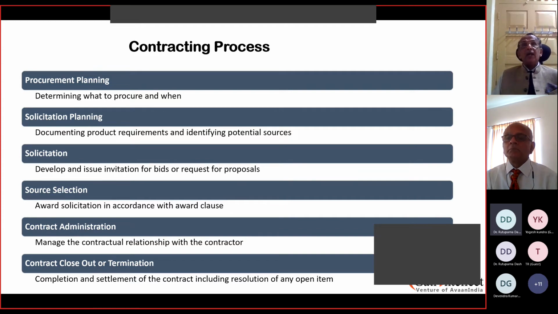And in the last day, on day 6, we are going to have a dispute resolution in contract management with a case study, a very interesting case study on day 6. Then more and more items will be explained when you end a project: completion and settlement of the contract, including resolution of any open item.